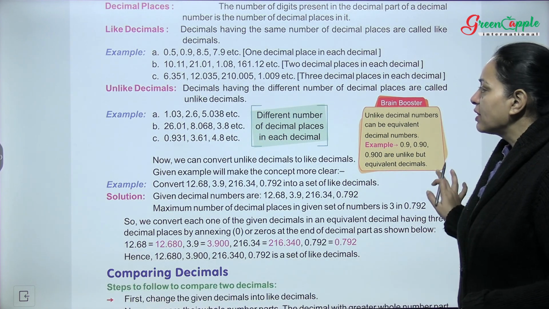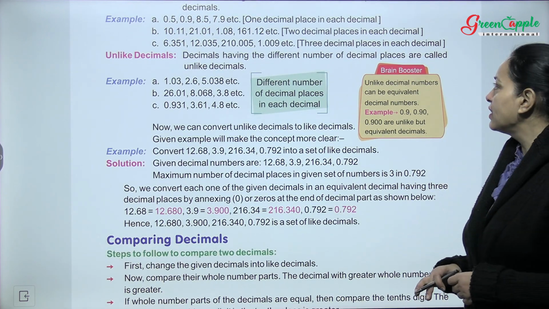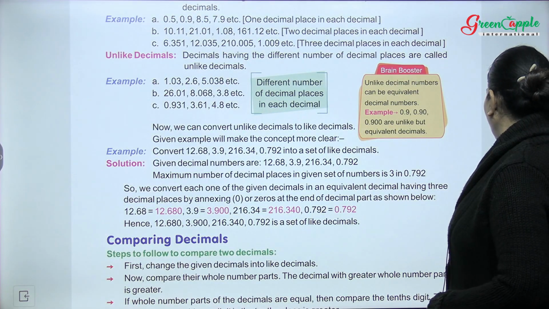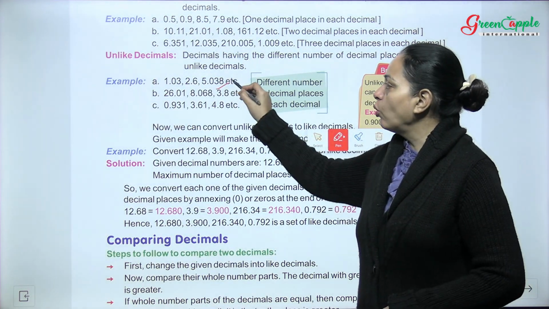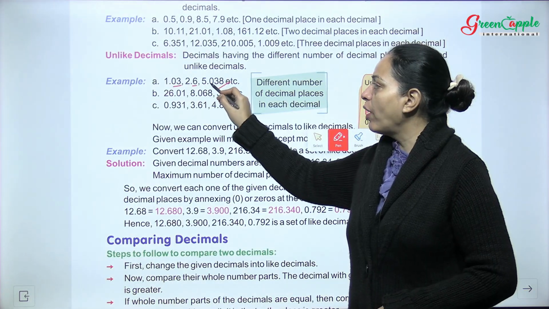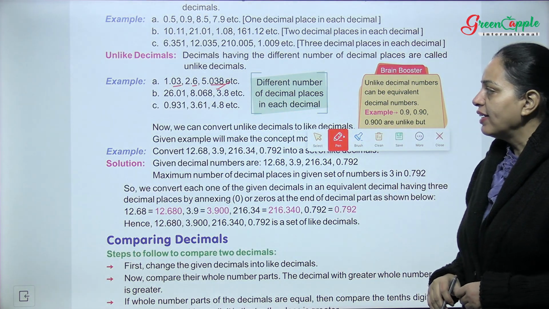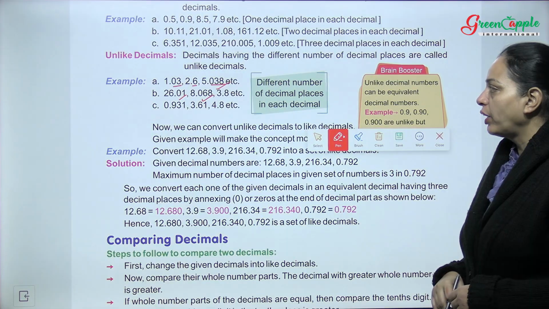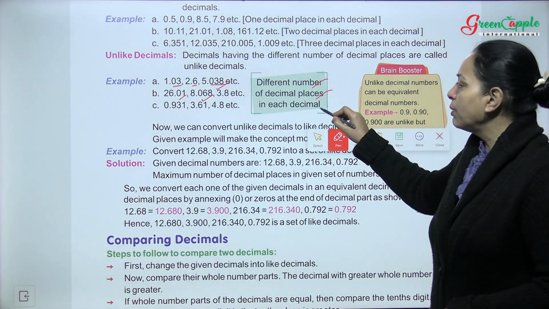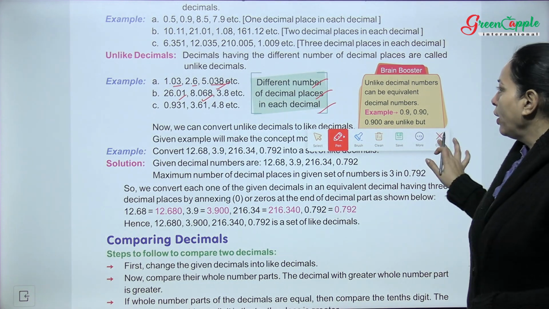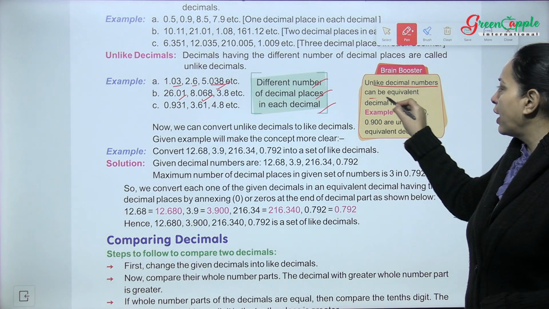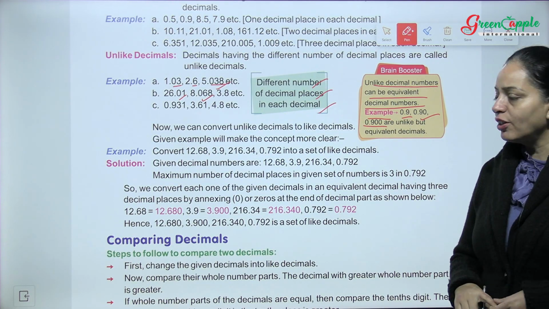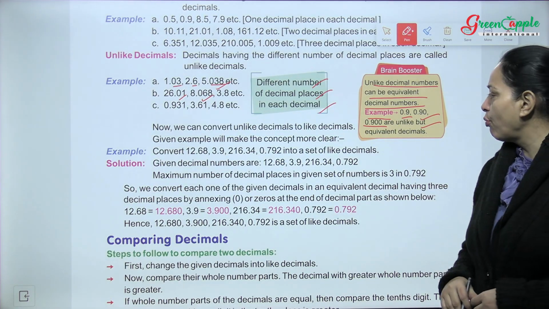Now unlike decimals: decimals having different numbers of decimal places are called unlike decimals. Like here, A part: 1.03, 2.6 and here 5.038. In this there are two decimal places, in this one and in this three. So these are unlike. Similarly, next example: 26.01, 8.068, 3.8, etc. So there is a different number of decimal places in each decimal. So here is one brain booster: unlike decimal numbers can be equivalent decimal numbers like 0.9, 0.90, 0.900. These are unlike but equivalent decimals.